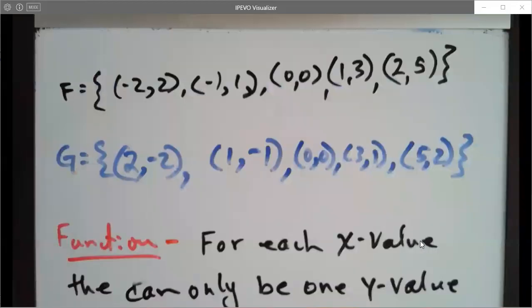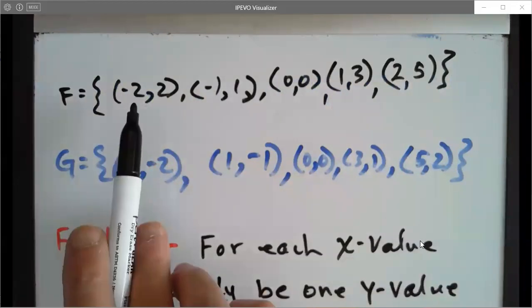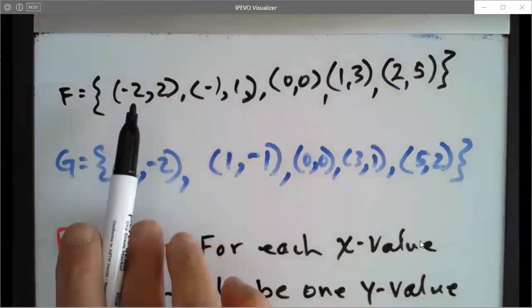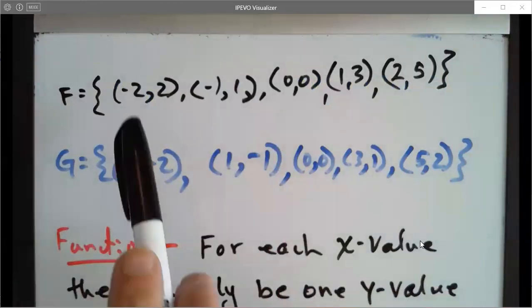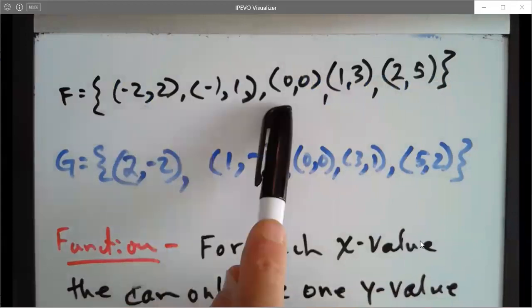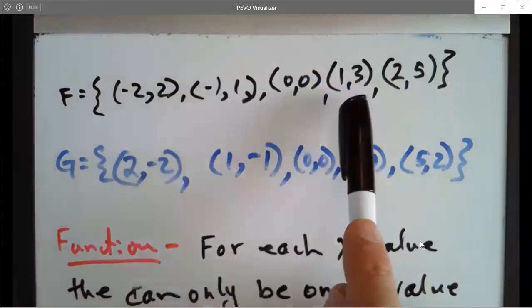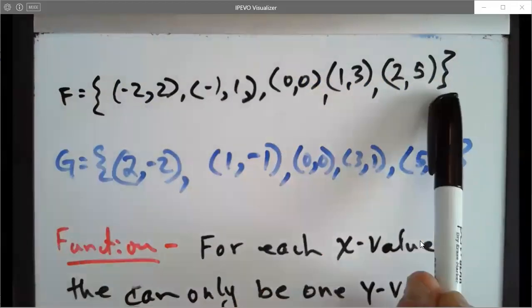Well, if you look here, for an ordered pair to be a function, the x values cannot repeat, because if they do, then they have more than one y value. So we got only one negative 2, only one negative 1. We look at the x values, only 1, 0, only 1, 1, 1, 2. So this is a function. This set of ordered pairs is a function.